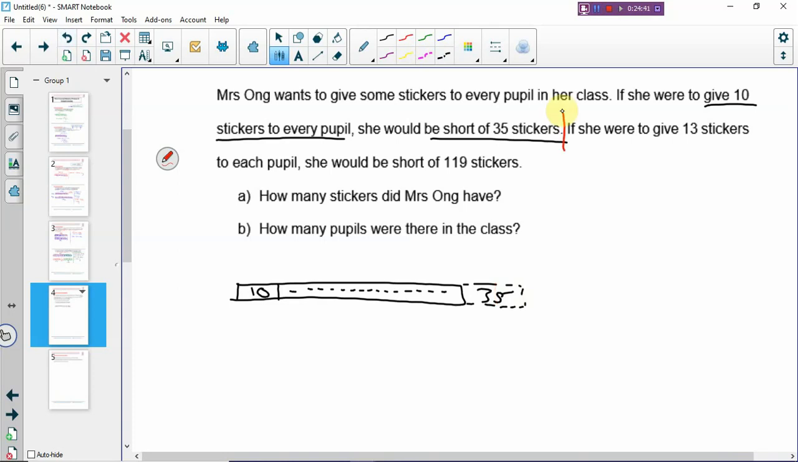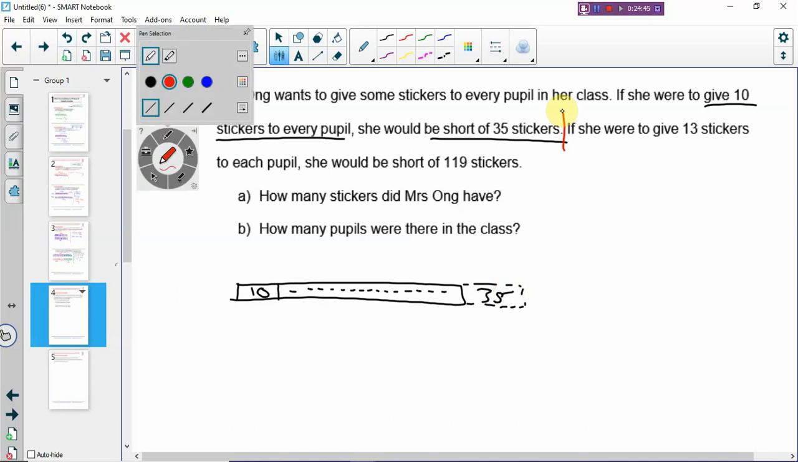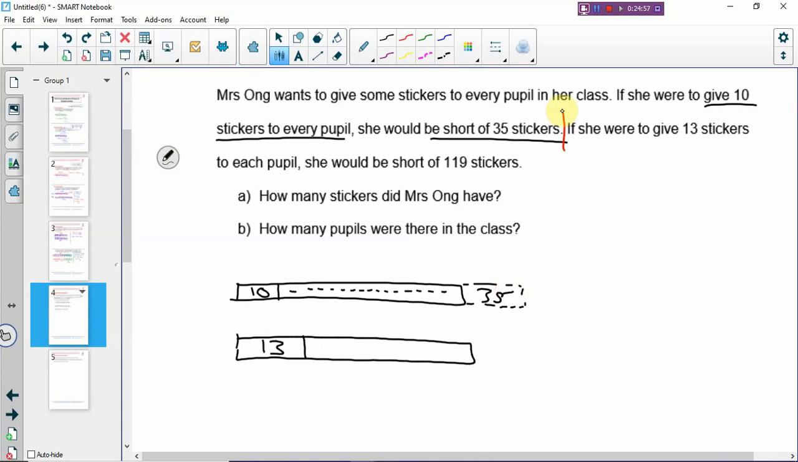If she were to give 13 stickers to each pupil, she will be short of even more stickers. So I'm going to draw the same rectangle, right? Same rectangle. And this time, everybody gets 13. So that is also average. So each person gets 13. And we don't know how many pupils, so dotted line, and there is a bigger shortage, right? A bigger shortage, which is 119 short. So she was short of 119.